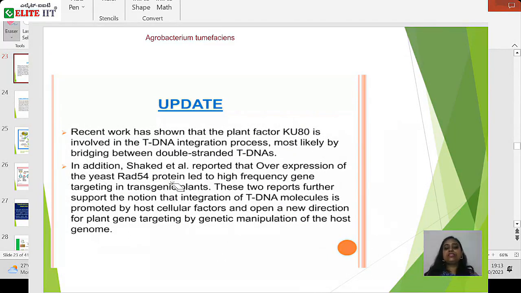So in addition, overexpression of the yeast RAD54 protein led to high frequency gene targeting in the transgenic plants. So in this case, RAD54 is also involved. These two reports further support the notion that integration of tDNA molecules is promoted by host cellular factors. So you just remember from this that KU80 and RAD54, those are also involved in this process.